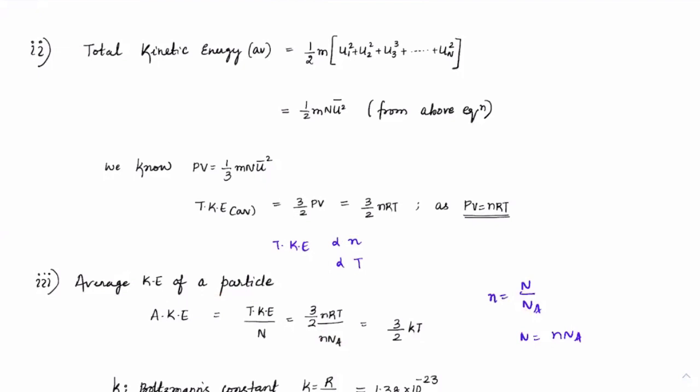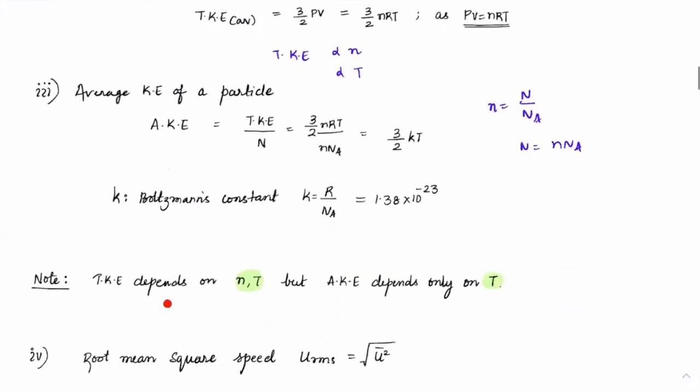And here this R by Na which you are getting, we can replace that with a new constant called Boltzmann's constant, R by Na, which is 1.38 into 10 raised to the power of minus 23 is what you will get. Okay. So this is a very important note, everyone. I suppose you should remember this. Total kinetic energy depends upon N and T, while average kinetic energy of a particle depends only on temperature.